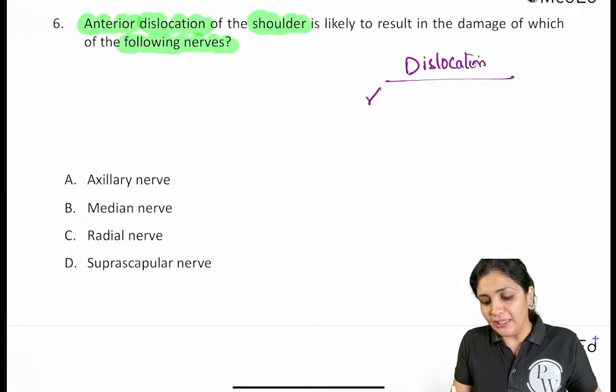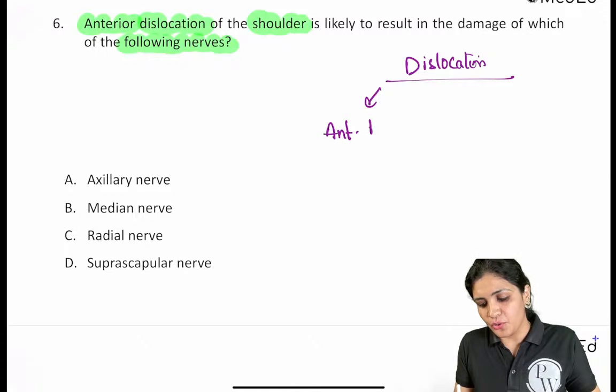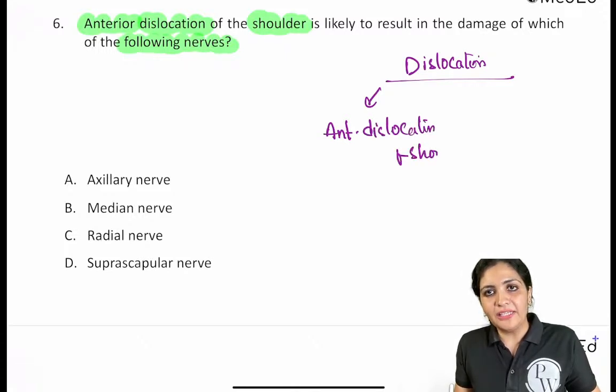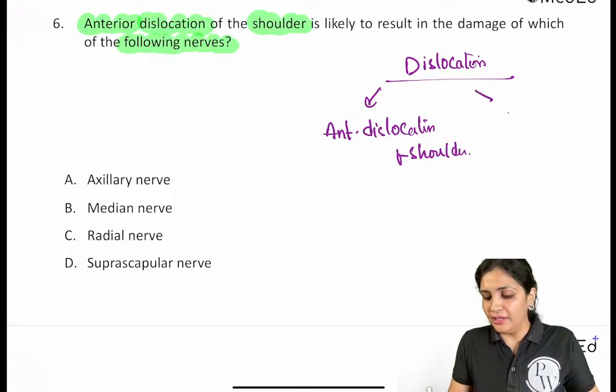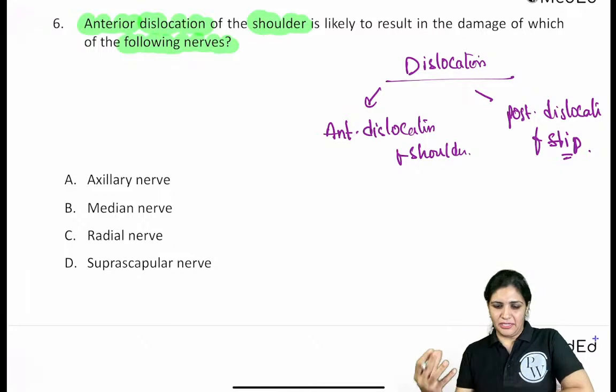When you come to dislocations, there are two important questions. The first one being this one, the anterior dislocation of the shoulder, right? And the second one is the posterior dislocation of the hip. These two are supposed to be very, very important. You have to at least revise them one day before the exam or 2 days before, so that you would not make mistakes in these repeated topics, right?